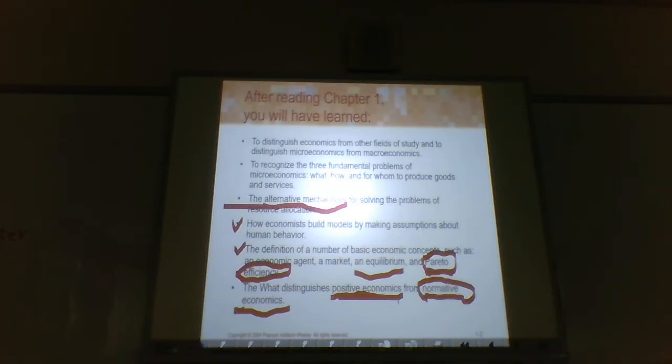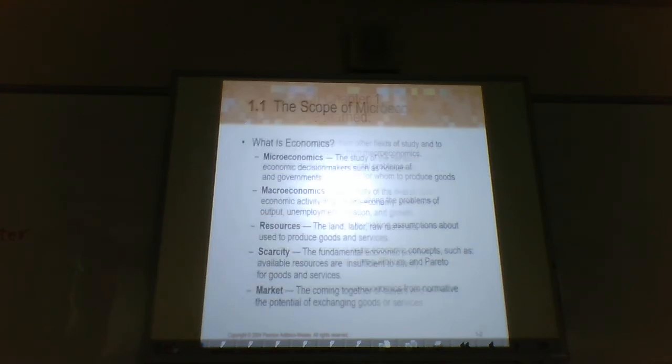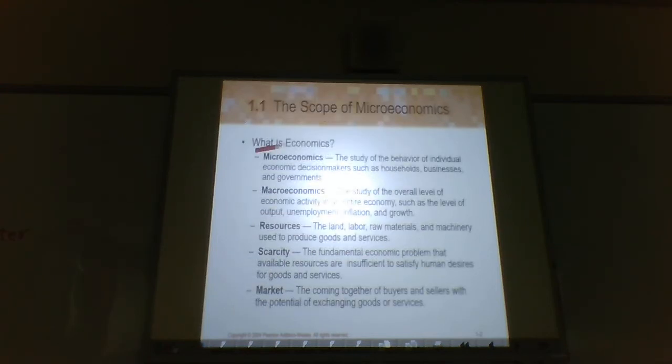We will continue with the following topics. So what is economics? Micro is the study of the behavior of individual economic decision makers. So households, basically consumers, businesses, that's firms, and governments. Okay, macroeconomics is overall economic activity for the entire economy. So it is about the level of output, GDP, gross domestic product, unemployment, inflation, growth, and price level.